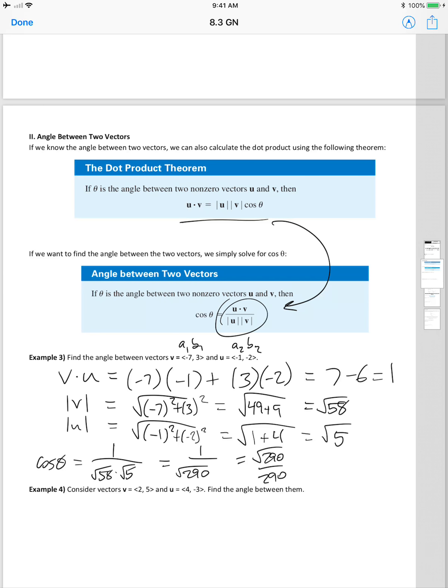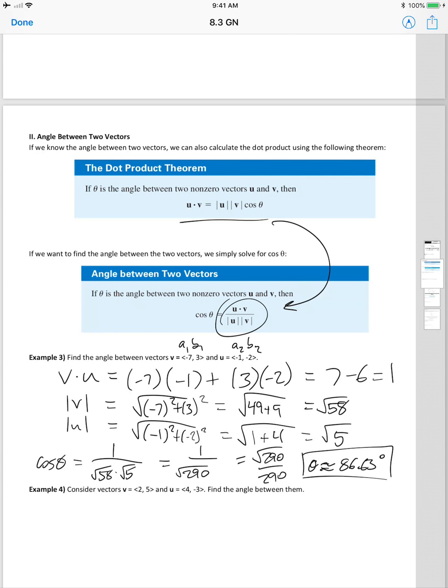and I don't recognize that from the unit circle, so I'm going to pull out a calculator and take the inverse cosine of square root of 290 over 290. And I'm in degree mode, so I will get an answer in degrees, and I get that the angle between these two vectors is about 86.63 degrees. And that's it.